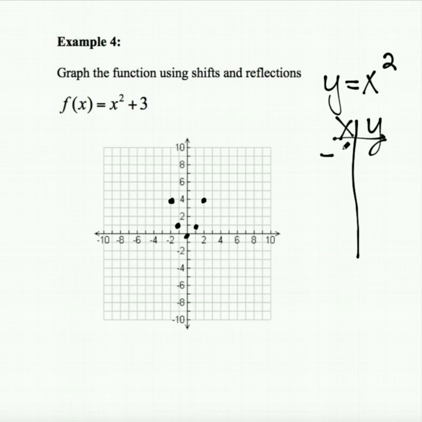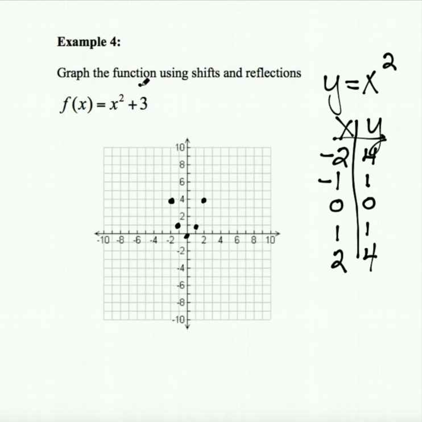I plotted the x values negative 2, negative 1, 0, 1, and 2. When you plug negative 2 into x squared, you get 4. Negative 1 in, you get 1. 0, you get 0. 1, you get 1. And 2, you get 4. So I plotted those 5 points. That is your basic x squared parent function.